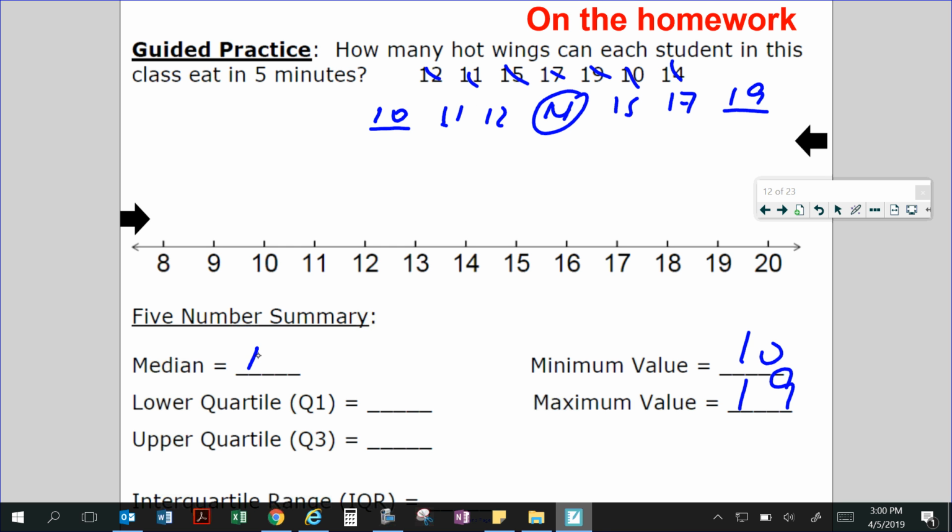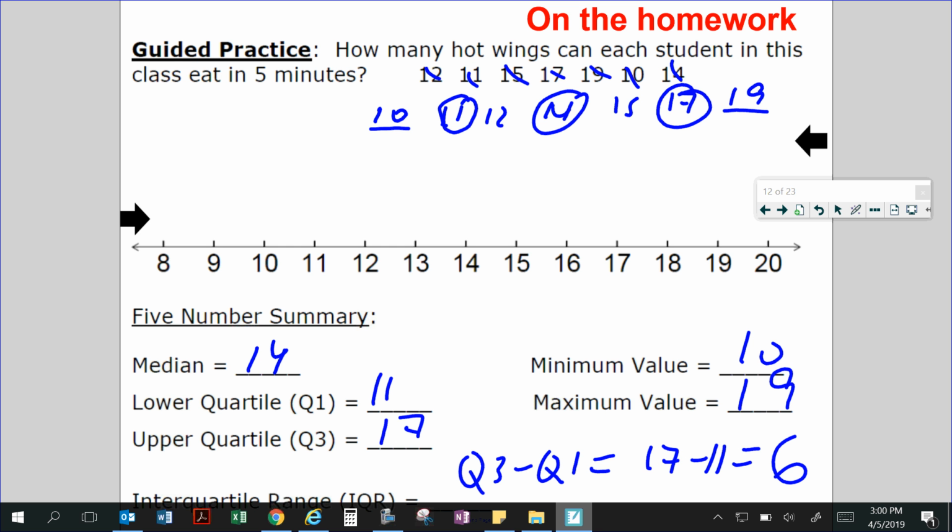It is 14. What is the median of the lower half? 10, 11, 12? 11. What's the median of the upper half? 17, which is quartile 3. So what's the interquartile range? That's Q3 minus Q1. 17 minus 11 is 6.